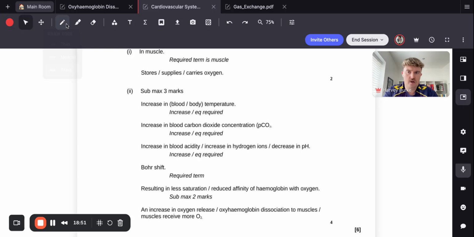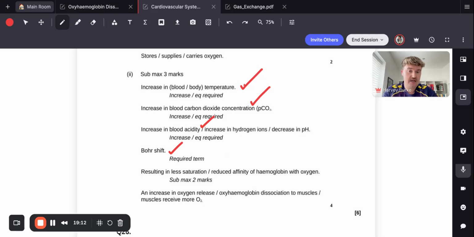So you can see here you get a load of marks. I wouldn't bank on these being separate in every mark scheme, but why does it occur? That's what it asked in the question. Due to an increase in body temperature, an increase in CO2, or an increase in lactic acid. It's known as the Bohr shift. And what does it result in? It means that as a result of these things changing, hemoglobin's affinity for oxygen goes down, and that means that hemoglobin is dissociating with even more oxygen. So you can see all those points there are in the mark scheme.